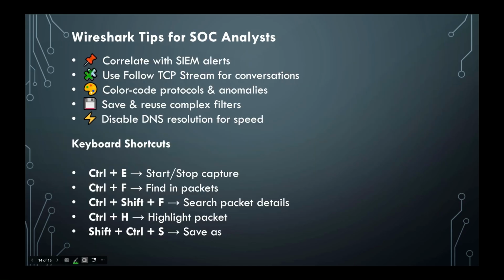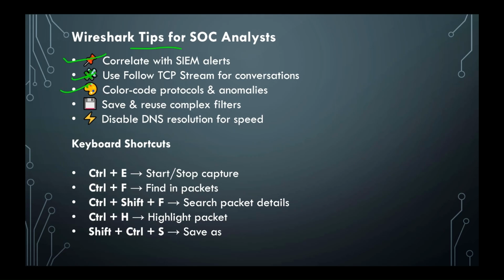Next we have SOC workflow tips with Wireshark. So what you can do with Wireshark: you can correlate with SIEM alerts, use the IP address or domain flagged in the SIEM to filter in Wireshark. Also you can reassemble the TCP stream, so you can right click and choose Follow TCP Stream to see the conversations. Also inspect payload, so you can use the packet bytes pane to view the raw data and search for scripts, credentials, etc.